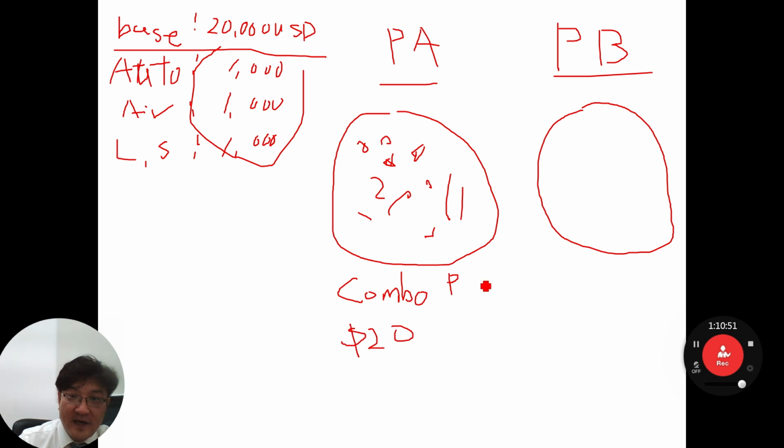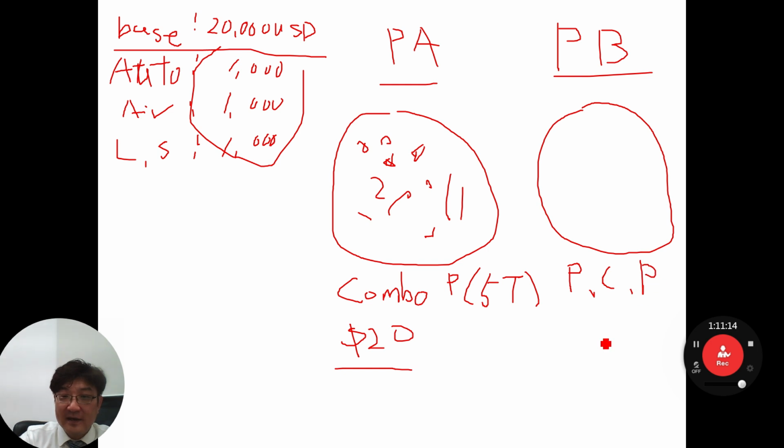Combo pizza has 5 toppings. Okay. I don't need to write topping, right? 5T. Okay. Combo pizza with 5 toppings is $20. Pizza B is just a plain cheese pizza. $10. But you list up, okay, extra topping for $2.